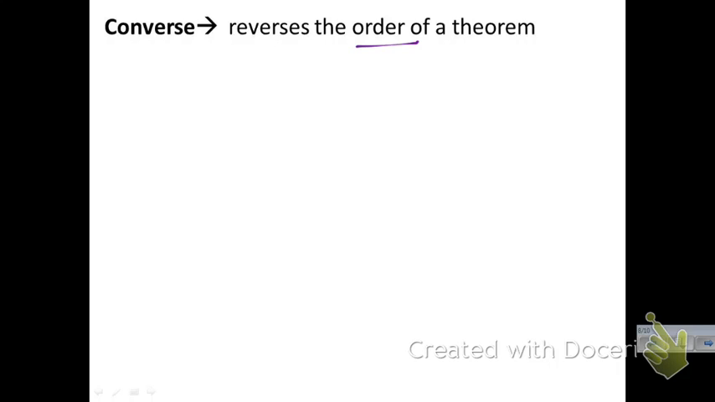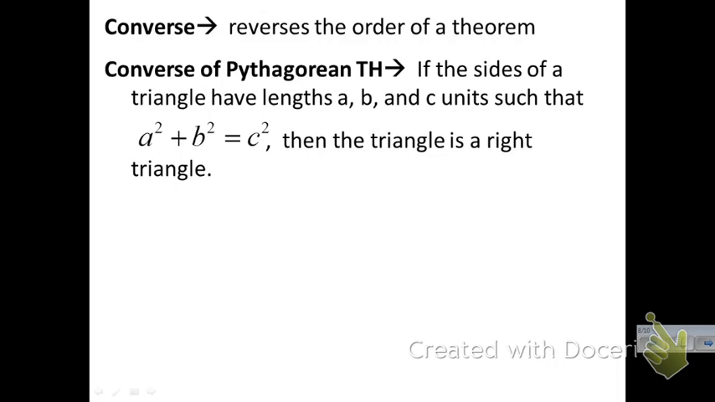So with the Pythagorean theorem, it says if you have a right triangle, then a squared plus b squared equals c squared. So we're going to reverse that order for the converse, which says if the sides of a triangle have lengths a, b, and c units such that a squared plus b squared equals c squared, then the triangle is a right triangle. So that's where we get the converse.